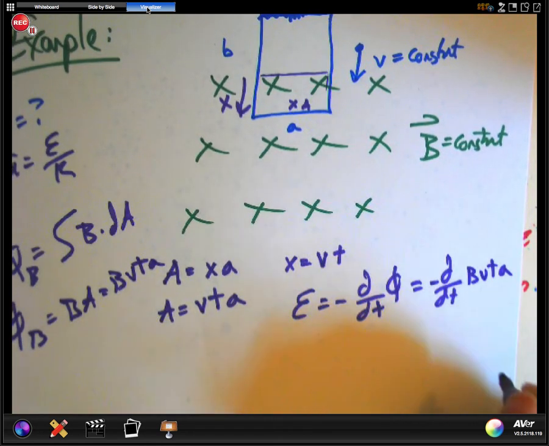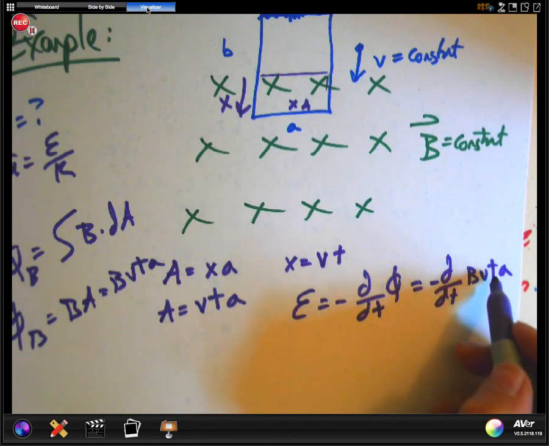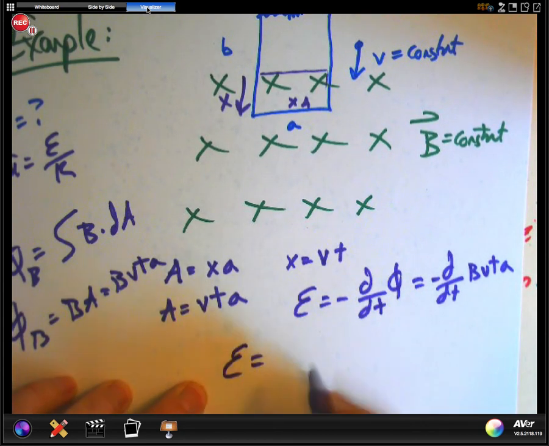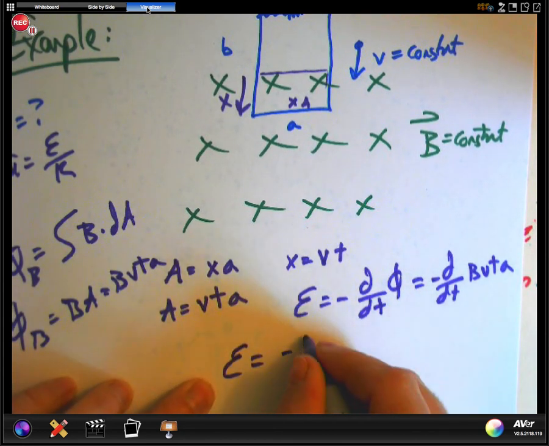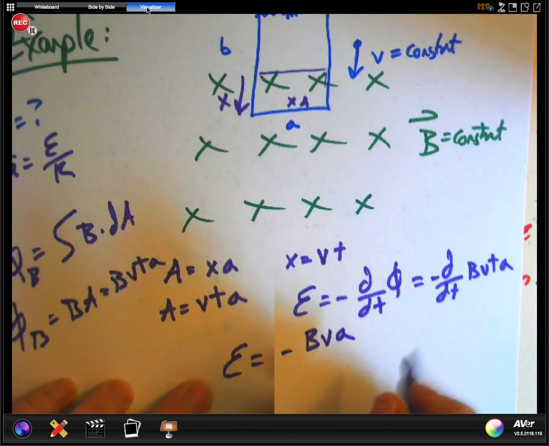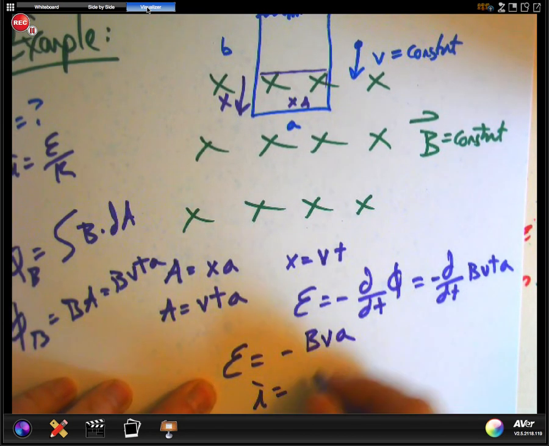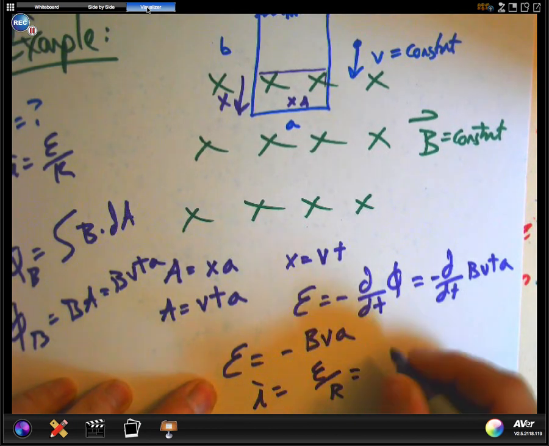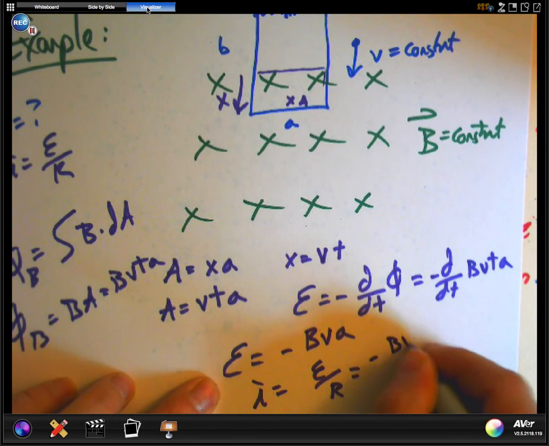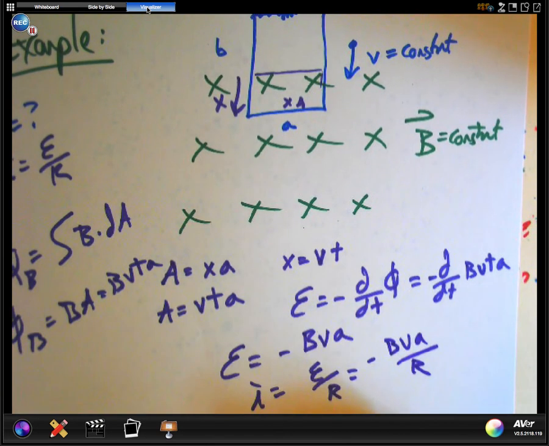B V T A, like that. And again, we do the derivative, B is constant, V is a constant, A is a constant, so just the T disappears. And so we get an EMF here of negative BVA. We know the current is equal to EMF divided by R, and so our current here is going to be negative BVA divided by R. That's my expression.